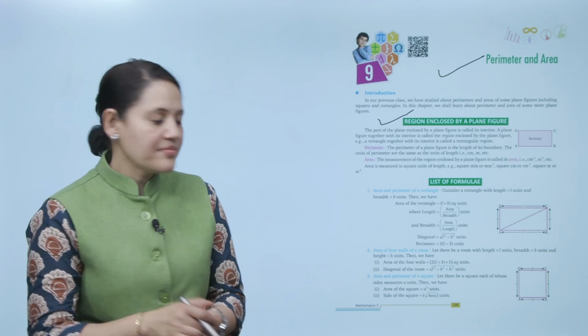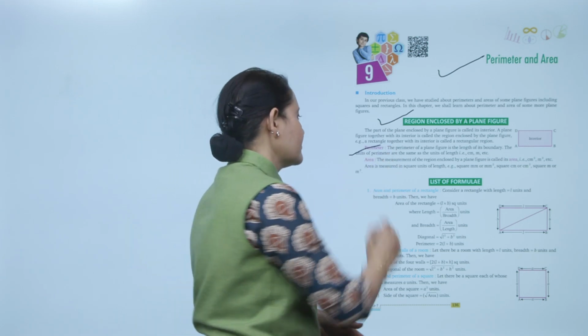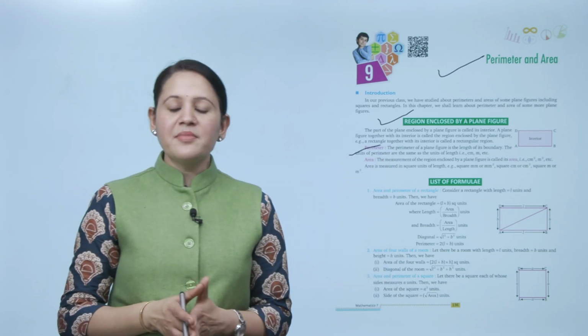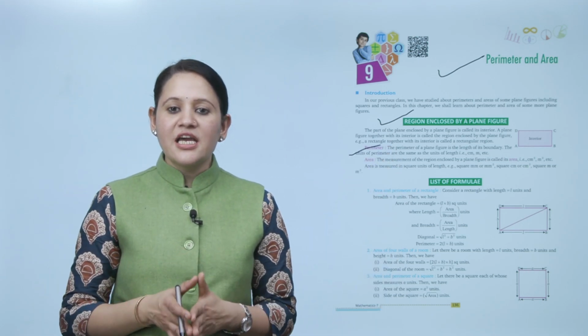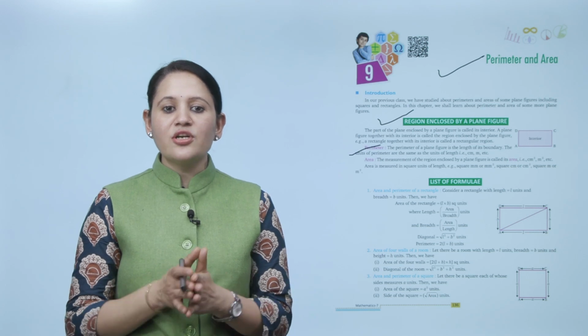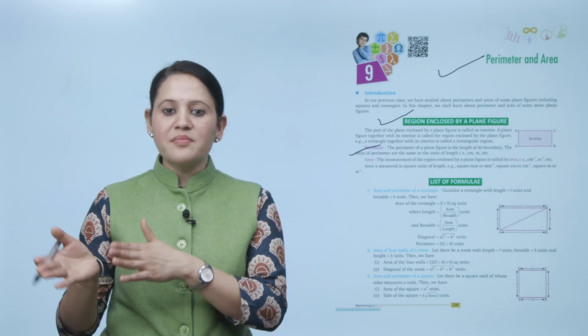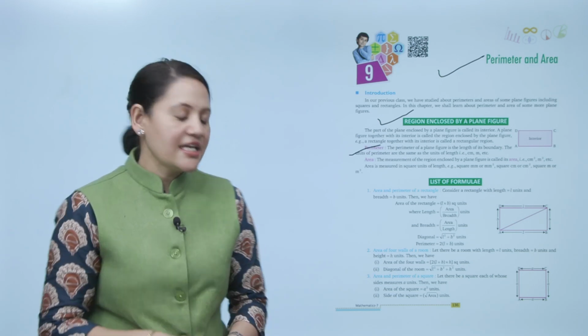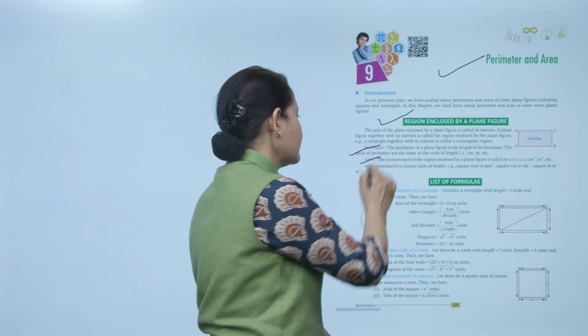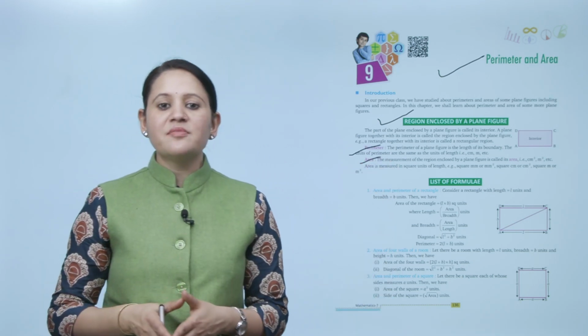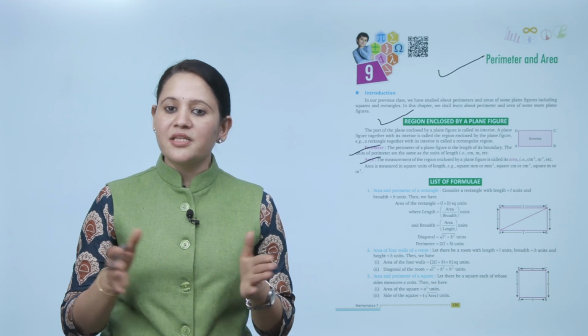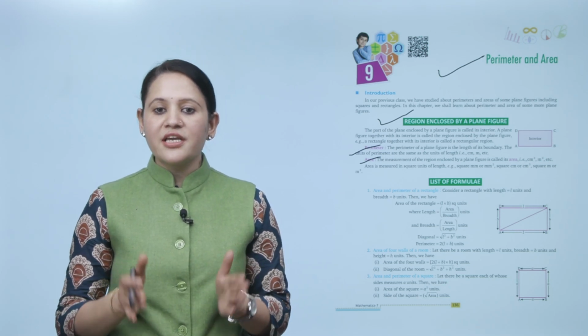Next is perimeter. The perimeter of plane figure is the length of its boundary. The unit of perimeter are same as the unit of length, centimeter, meter, etc. Next is area. The measurement of the region enclosed by the plane figure is called the area.